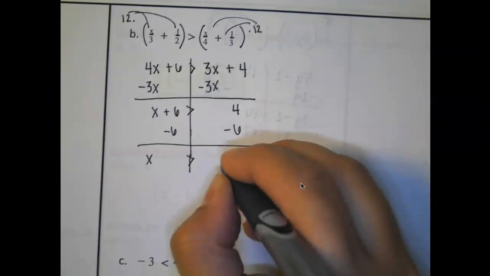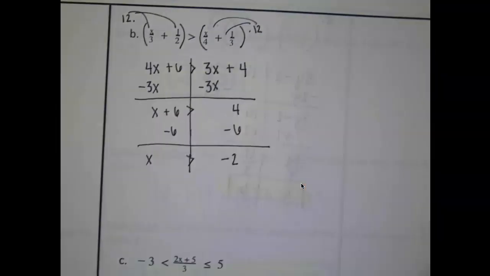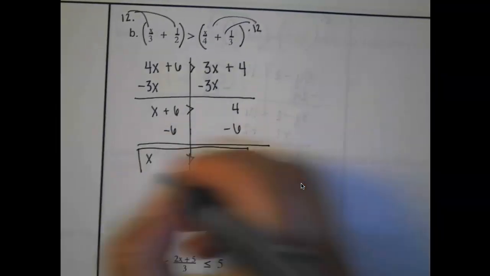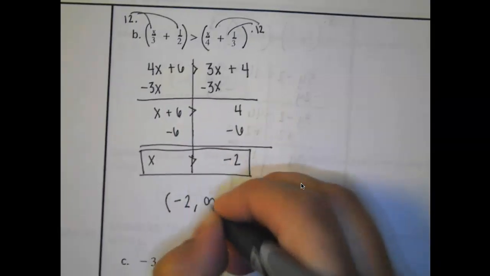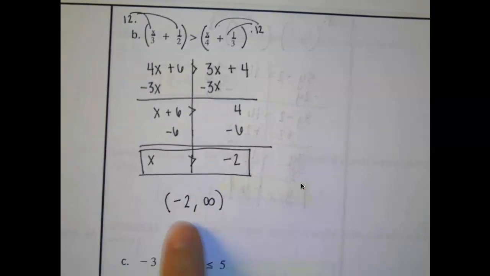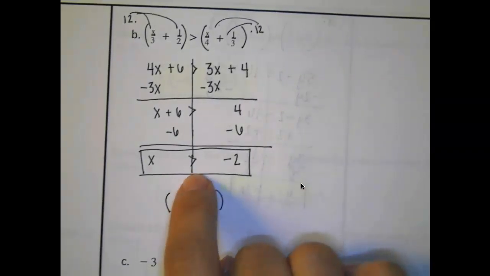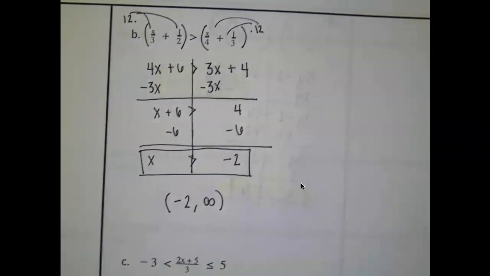X is greater than negative 2. So this is the answer, and in interval notation, it's parentheses, negative 2 to infinity. The reason it's a parentheses and not a bracket is because this is not underlined. So it does not include negative 2. It's everything right up to negative 2.